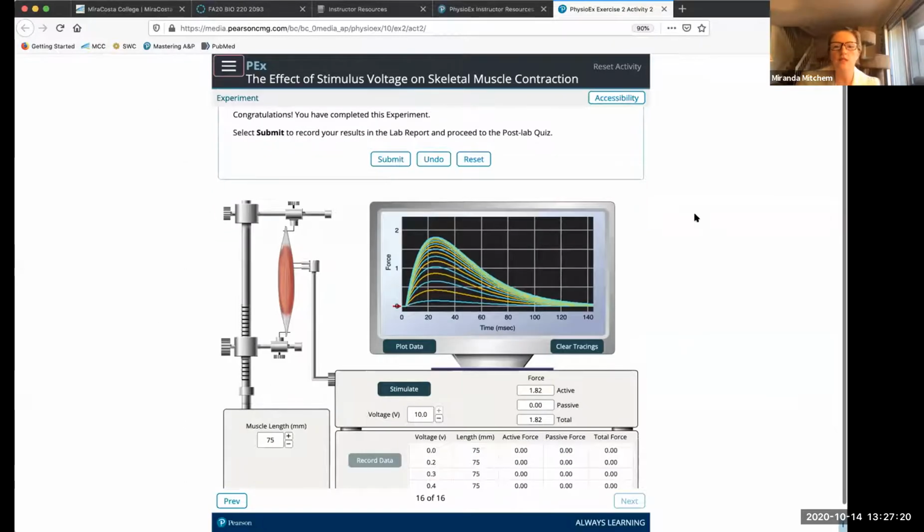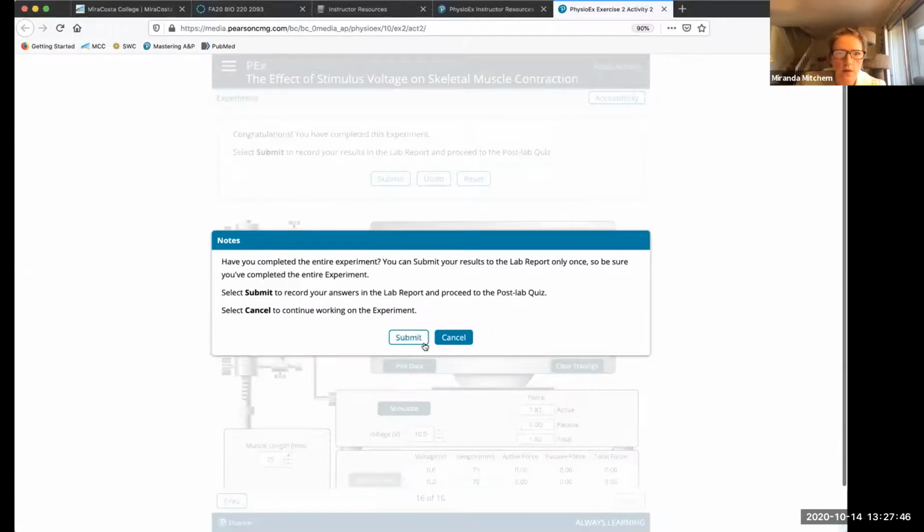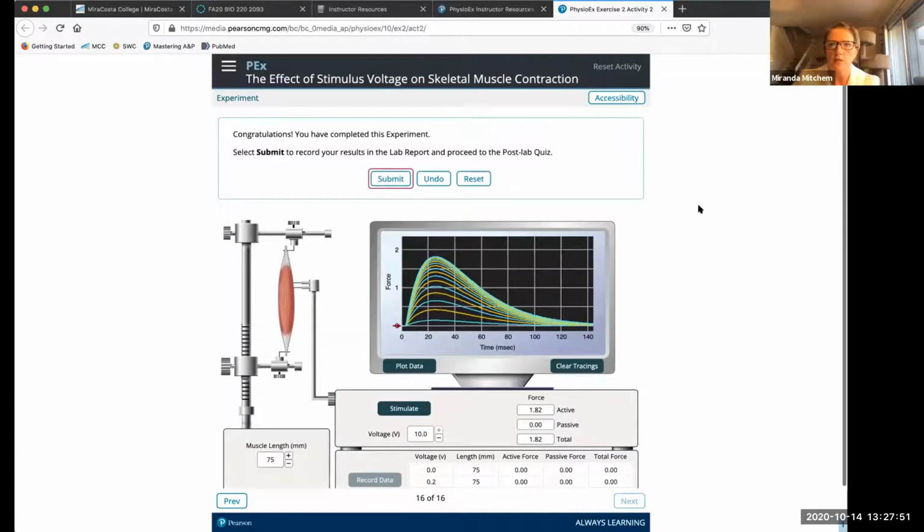Okay, well, the point is that as we increase voltage, we got an increase in response shown by an increase in the force, the strength of the contraction. However, it got to a point beginning at about 8.5 volts where there no longer is an increase because we're at the maximum for this. All right, so that is it on this particular experiment, but we are going to do another PhysioEx.